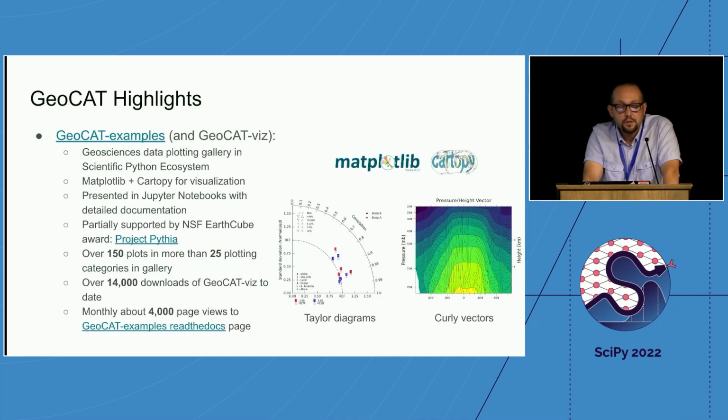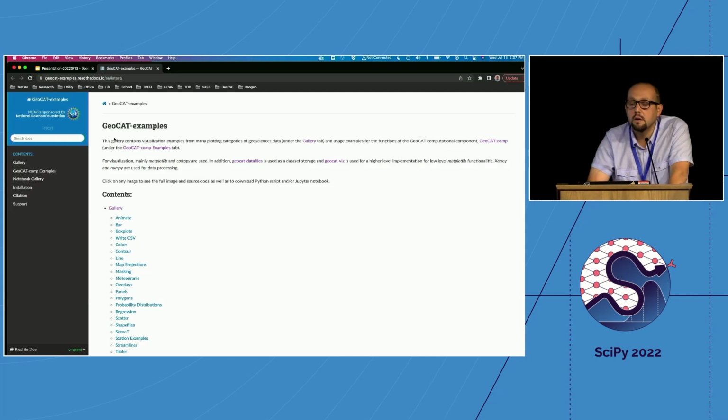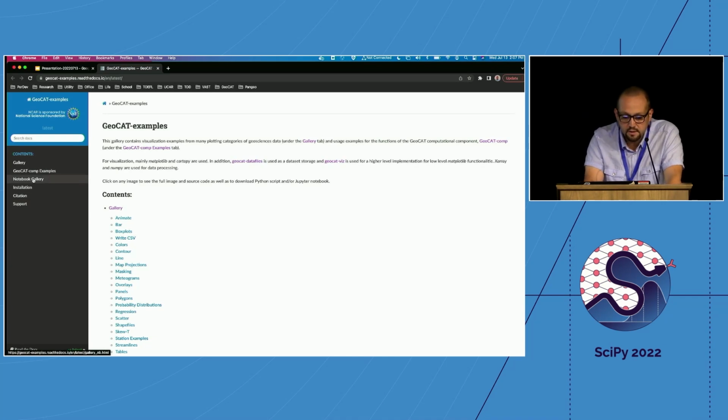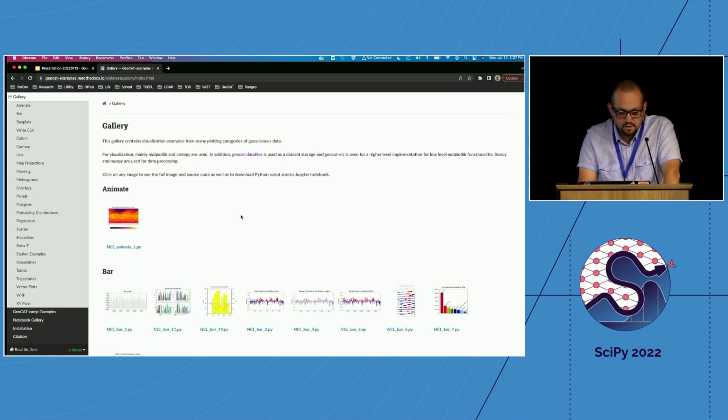This is the visualization component, which is GeoCAT examples and GeoCAT Viz. Maybe before going into the details, I would like to give a quick walkthrough of it, because it is a plotting gallery actually. On the left-hand side, there are some tabs to navigate these galleries. So, in addition to the regular plotting galleries, there are also usage examples of the GeoCAT computational component in here, and this is what we recently added, and I will describe that effort in the upcoming slides. So, for now, we can have a quick look at the gallery.